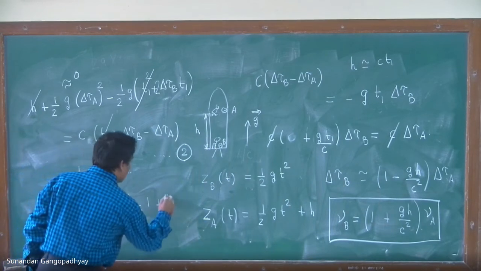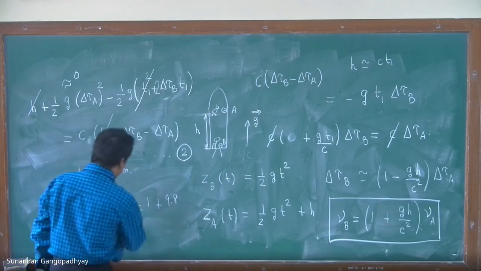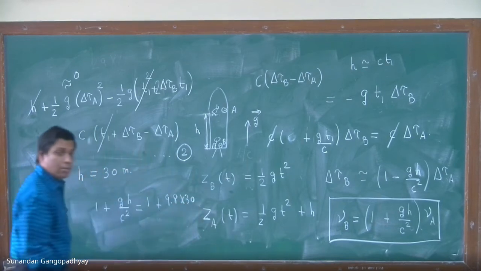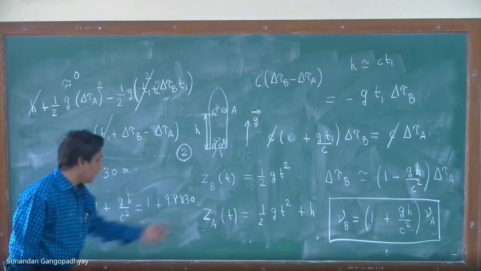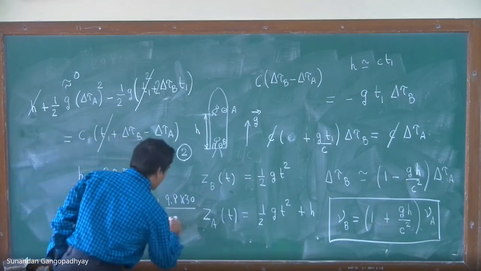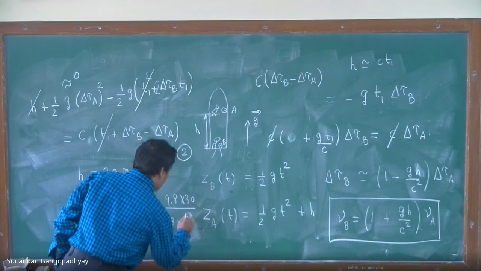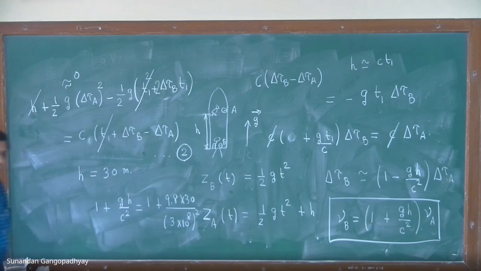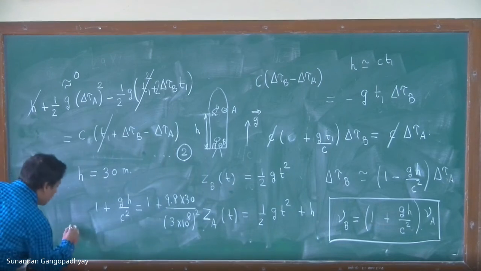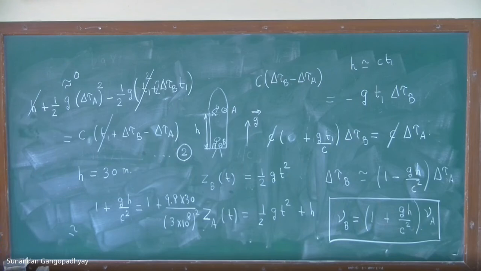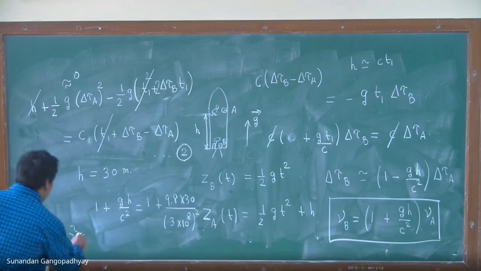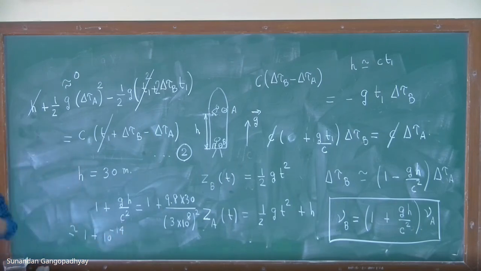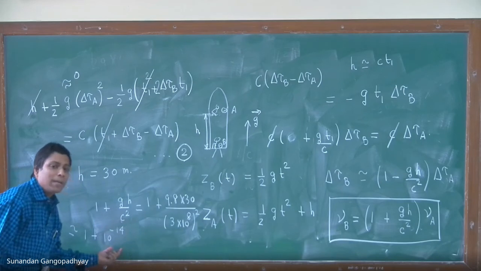Let us put in the numbers. 1 plus 9.8 meters per second squared, multiplied by 30 meters, divided by the speed of light, 3 into 10 to the power of 8 meters per second, the whole squared. This is a dimensionless number; we are in SI units. So if you calculate this number, it comes out to be 1 plus something. You see the effect due to gravity is 10 to the power of minus 14.